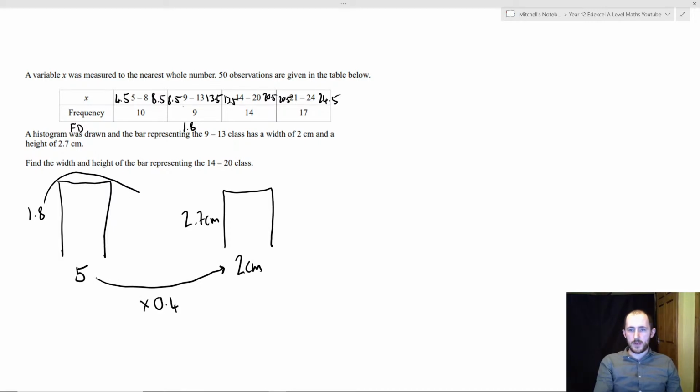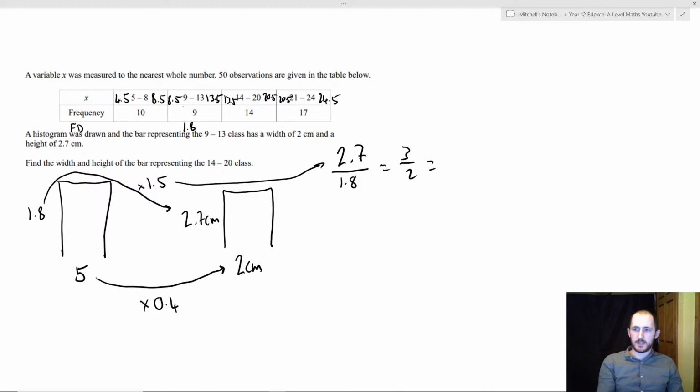To go from 1.8 to 2.7, all we do is times by 1.5. And again, the best way to work this out, just in case you're wondering, is you take the value on the right divided by the value on the left. They're common by 0.9. If I divide both by 0.9, I get 3 over 2, which is indeed 1.5. Same thing here, I take 2 divided by 5. 1/5 is 0.2, so 2/5 must be 0.4.